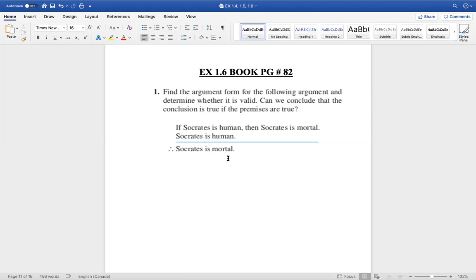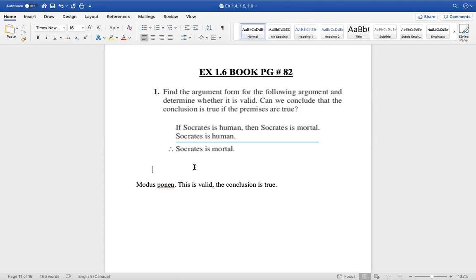So the rule that we will be using is known as modus ponens. I hope everyone is aware of this rule. So modus ponens is the rule that we will be applying to it. Modus ponens basically proves that this conclusion is true based on the premises or hypotheses that are given to us. So by modus ponens, we say that this is valid. The conclusion is true.